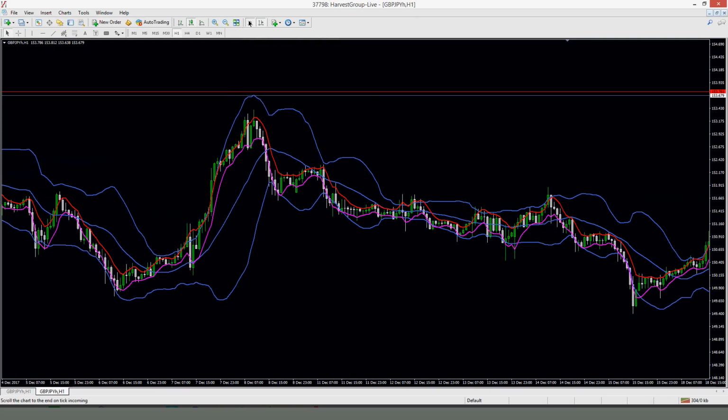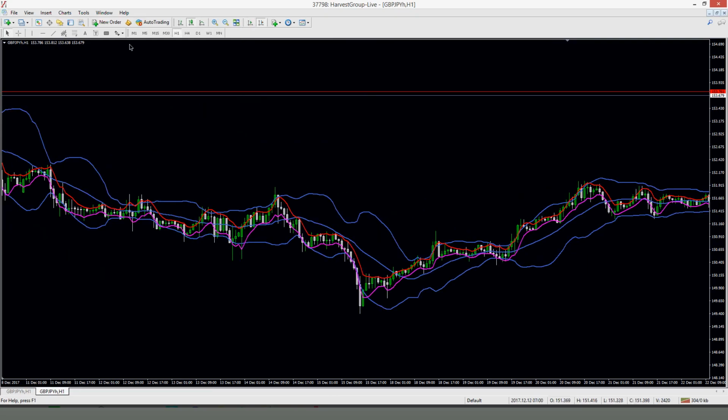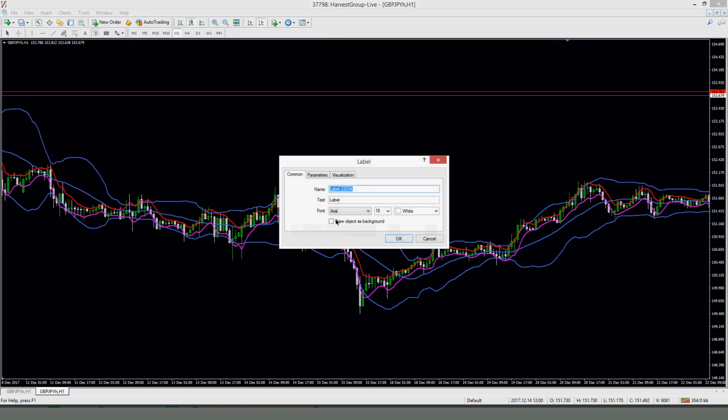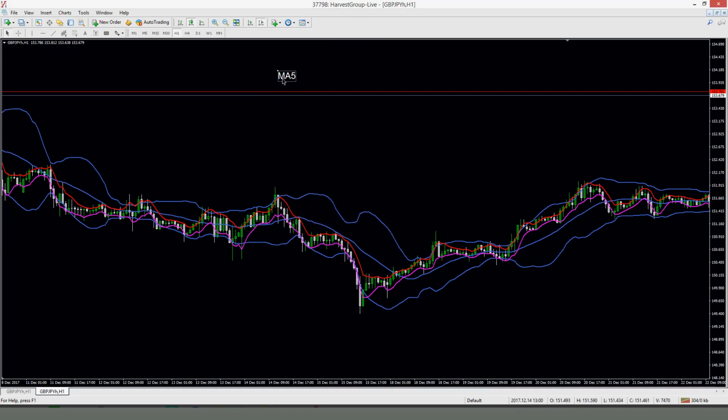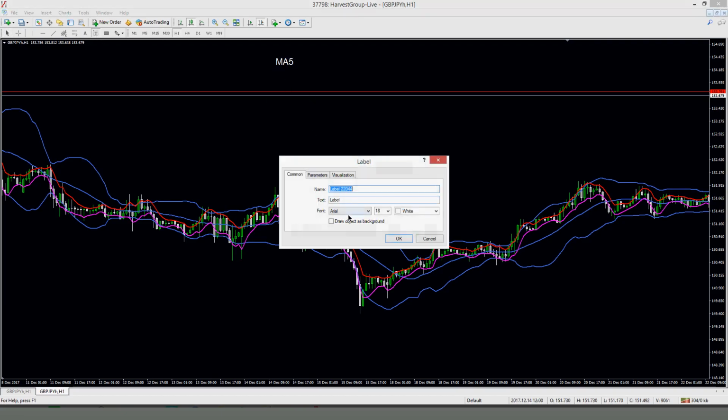So what do we need to know when it comes to MA5? MA5 has two main functions. The first function is to detect extremes.